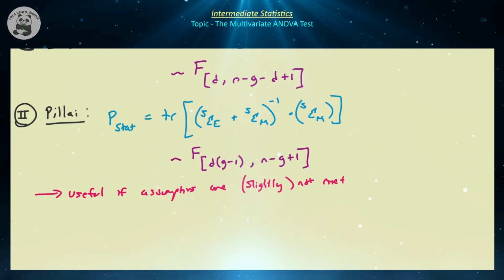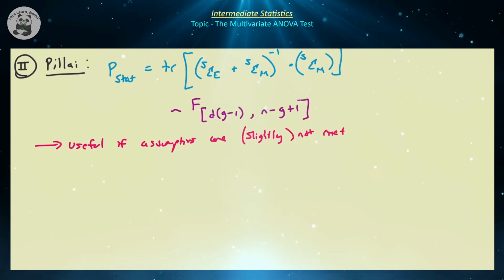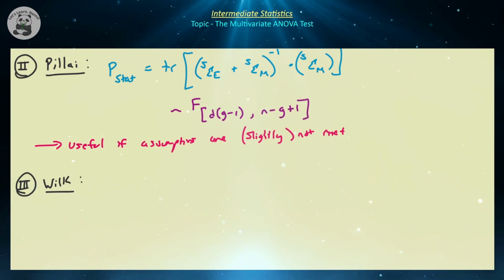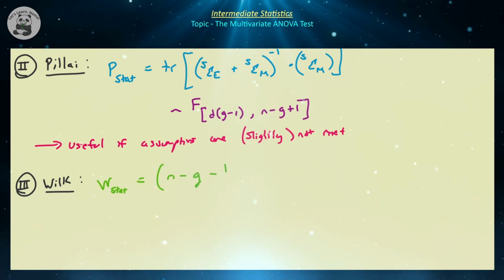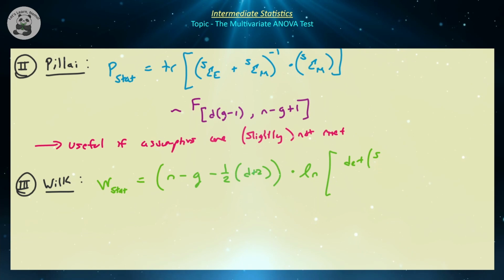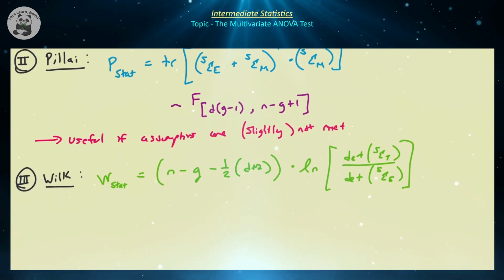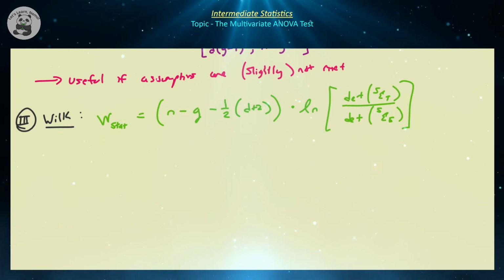Okay, so the third test statistic does a little bit better than the Pillai. So the third is called the Wilks test statistic. So the Wilks test statistic, which I'm going to be abbreviating as W stat, is going to be defined to be equal to N minus G minus 1/2 D plus 2 times the natural log of the determinant of S sigma T all over the determinant of S sigma E. So here we go, we're comparing the determinants of two covariance matrices, taking the log of it.